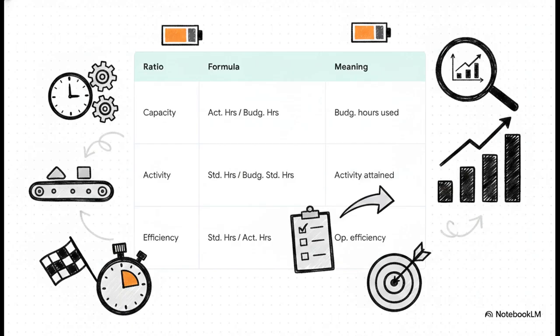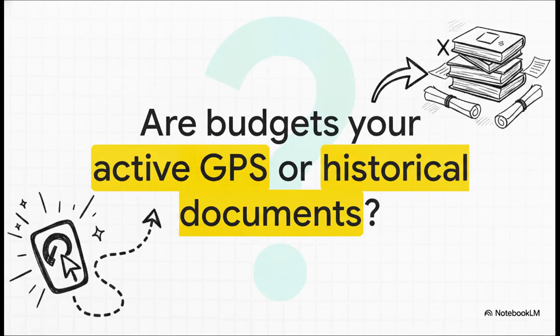And finally, the efficiency ratio. This is the big one. It measures the overall operational efficiency by comparing the standard hours you should have spent on your actual production versus the actual hours you really spent. Together, these three ratios give management a crystal clear, purely objective mathematical picture of exactly how well the business is running.